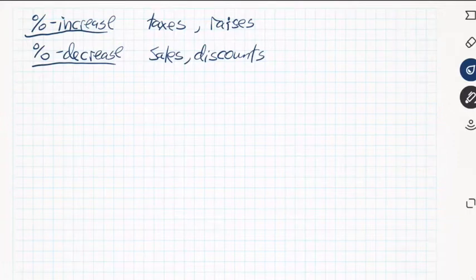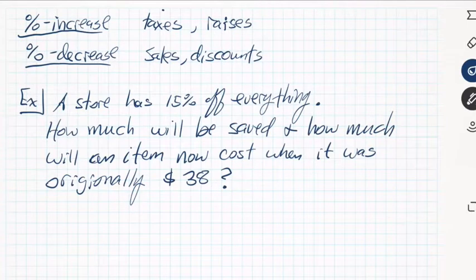So let's start with percent decrease this time since we did percent increase last time. We'll do it eighth grade style, and then I'll show you where the other idea comes from. A store has a 15% off everything sale. How much will be saved and how much will an item now cost when it was originally $38?